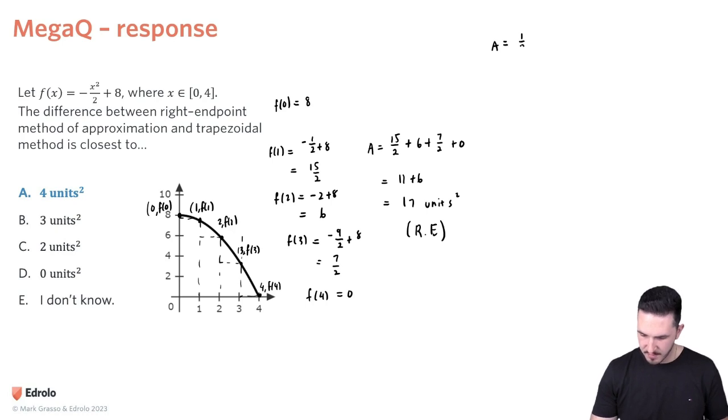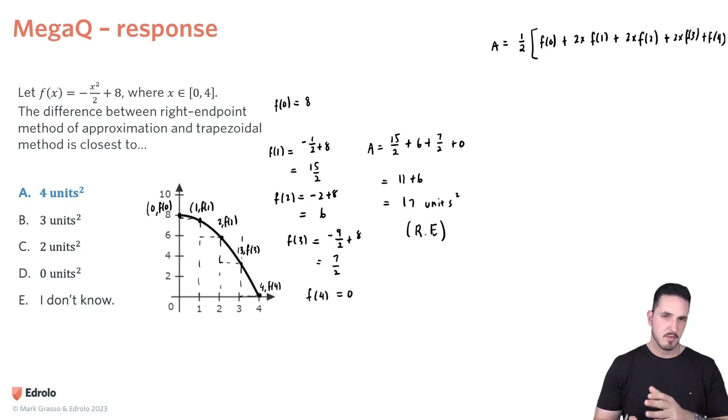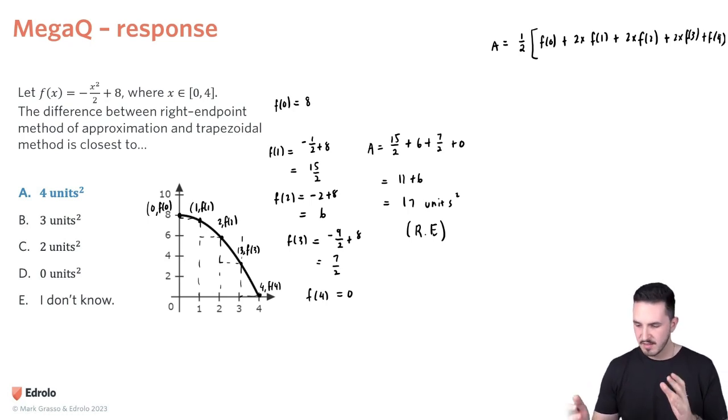So it's going to be a half times f of 0 plus 2 times f of 1 plus 2 times f of 2 plus 2 times f of 3 plus f of 4. So we always multiply the ones that aren't the first or the last by 2.